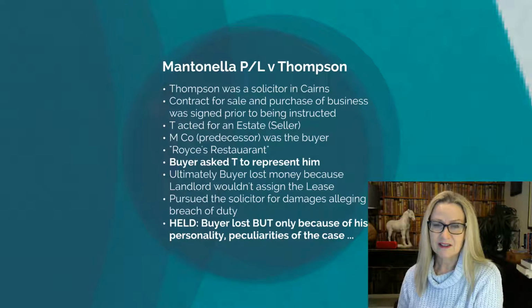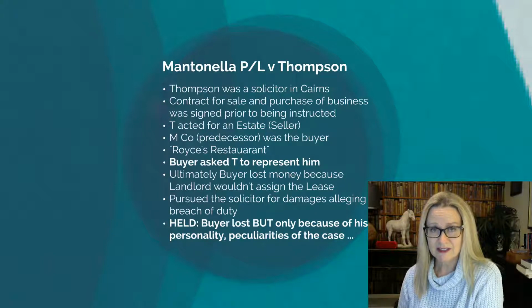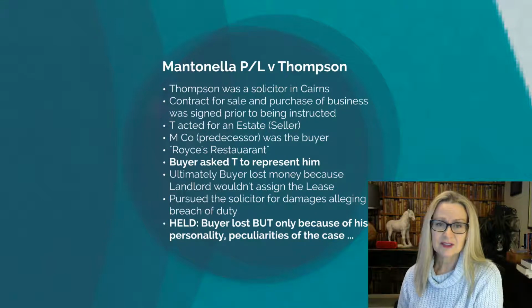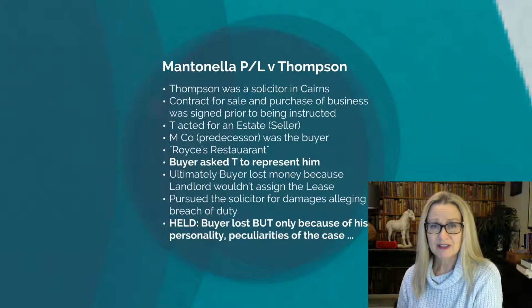Ultimately, the deal fell apart, turned very ugly, and Mantinella lost money because the landlord wouldn't assign the lease. So what do you do when you're a purchaser and you've been pipped at the post and lost some money, and you're not happy with the way things have gone? You look very carefully at what the solicitor working for you has done. You go and visit a new solicitor, and that solicitor says, conflict of interest here, why don't you sue the old solicitor?